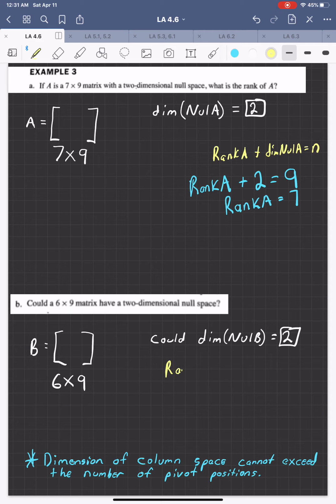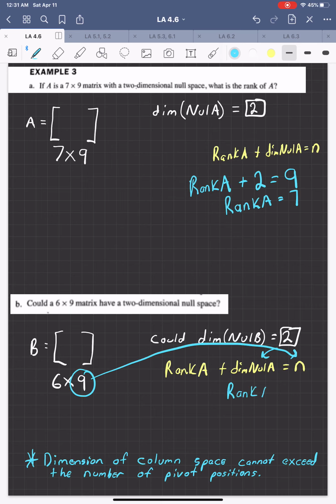So rank of A plus the dimension of the null space of A is equal to n. And let's go ahead and plug in the information that we have available to us. So again, we're plugging in 2 here. We're plugging in 9 here, just like prior. So we ended up with a rank of A equal to 7. But now let's answer the question. Could a 6 by 9 matrix have a two-dimensional null space?